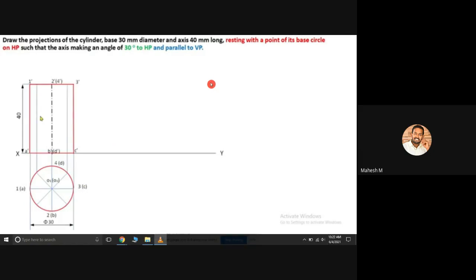And also with that, if you're creating an inclined line like this, this corner should touch exactly on the reference line. Or else if you're creating your axis line like this, in this position, then this particular corner should touch the HP. Okay, so please create. Now I have created an inclined line in this position. That means this C dash should touch the reference line.